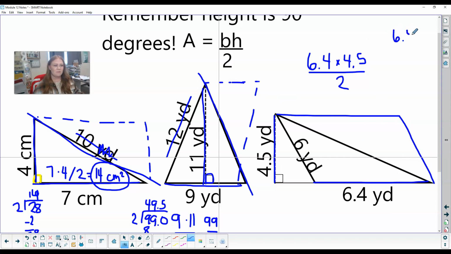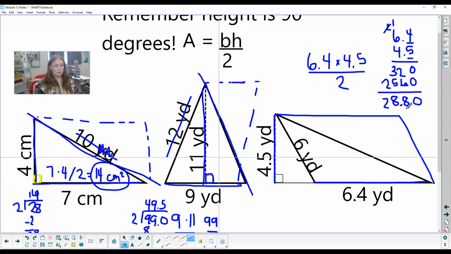So 6.4 times 4.5, so there's 20, 32. So now I need a placeholder, and I'm going to times by 4 now. So it's 10 times bigger, so I'm putting my answer 10 times bigger, 4 times 4 is 16. 4 times 6, 24, plus 1 is 25, and I'm adding those up. So there's 0 and 8 and 8 and 2, and I have 2 decimal places, 1, 2.